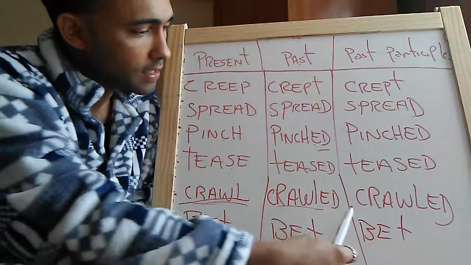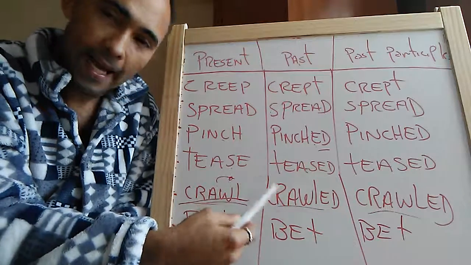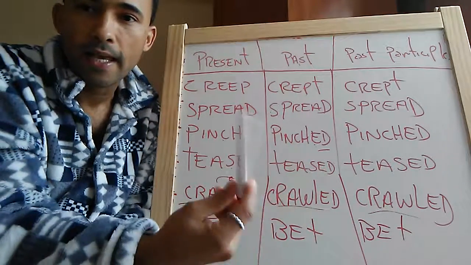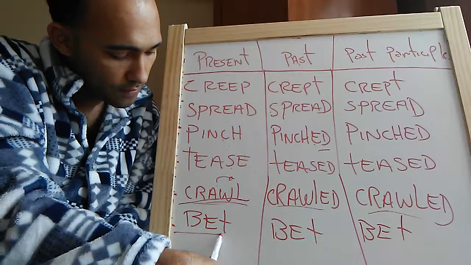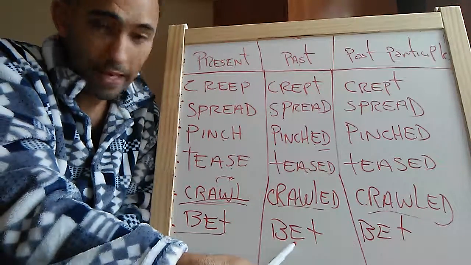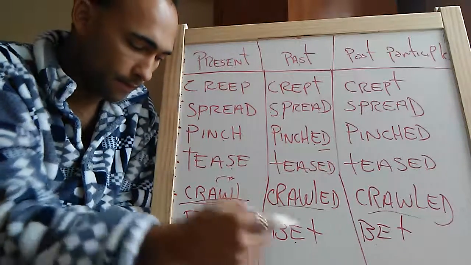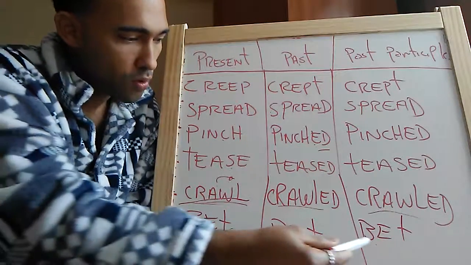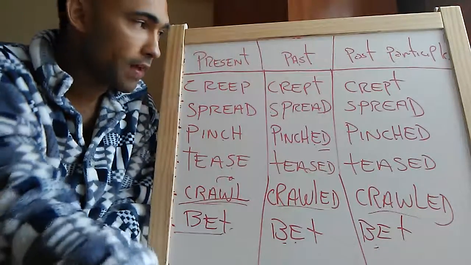Crawl, crawl it, crawl it. Que significa en inglés simplemente, pues, gatear. Es el verbo gatear. Siguiente viene siendo bet, bet, bet, que es apostar. Apostar, apostó, apostado. Bien, ahora os voy a enseñar cómo utilizar cada verbo de esto.